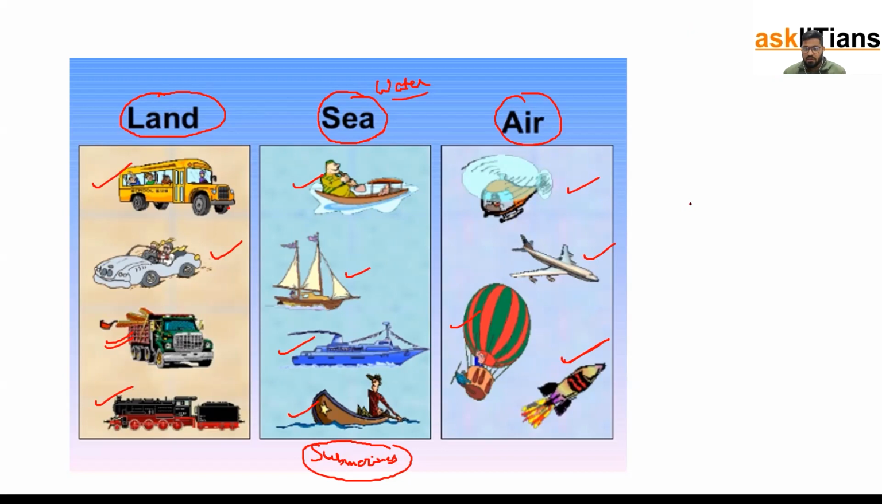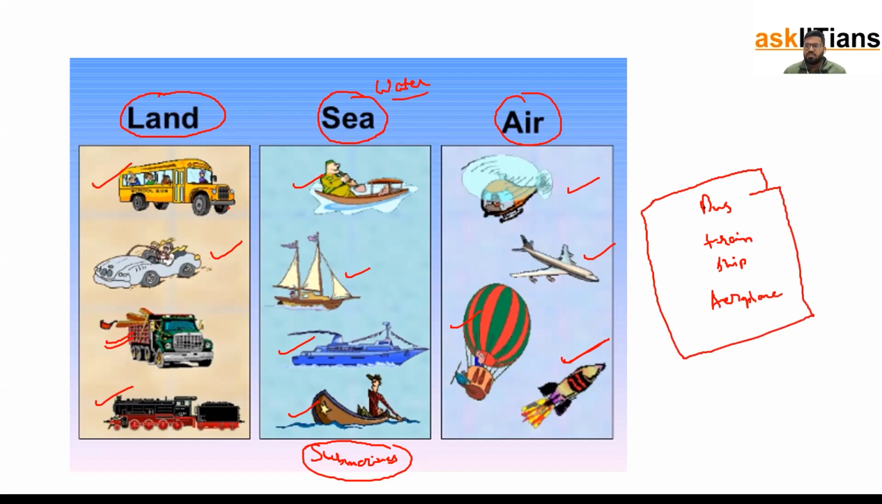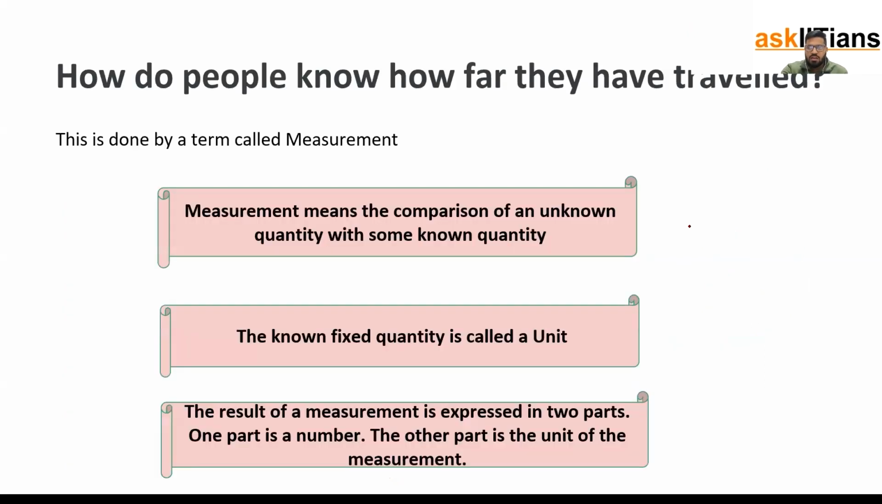If I give you some examples, suppose during your summer holidays, some of you might travel to your relatives. Some might travel by bus, some will take a train, some will take a ship, or some will take an aeroplane. So all of you are using different modes of transport for traveling from one place to another. Yes or no?